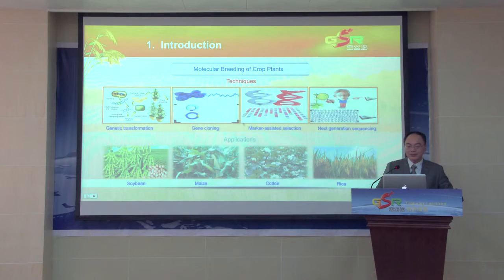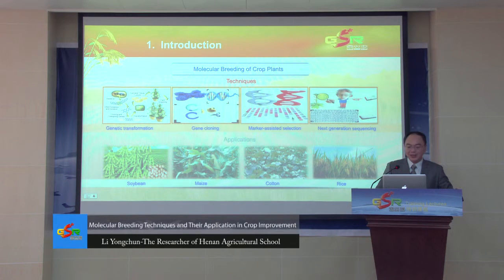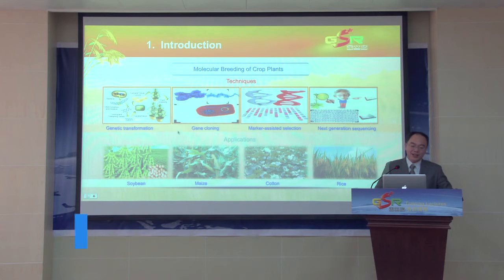These techniques mainly involve genetic transformation, gene cloning, marker-assisted selection, and next-generation sequencing. In fact, several transgenic crops have been widely planted, such as soybean, which is a herbicide-tolerant transgenic. Maize and cotton, both of these 2 crops are insect-tolerant transgenic plants.